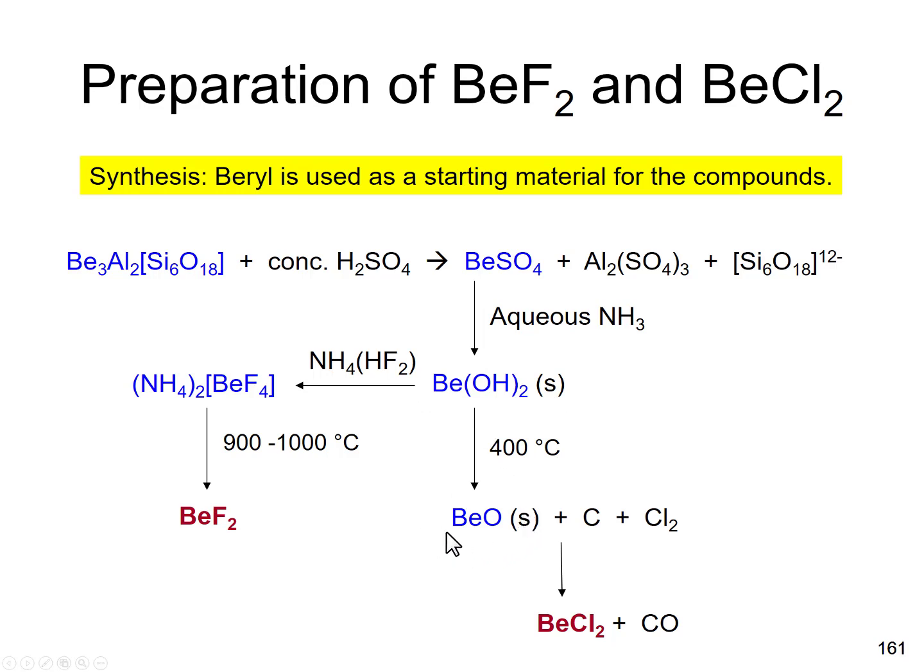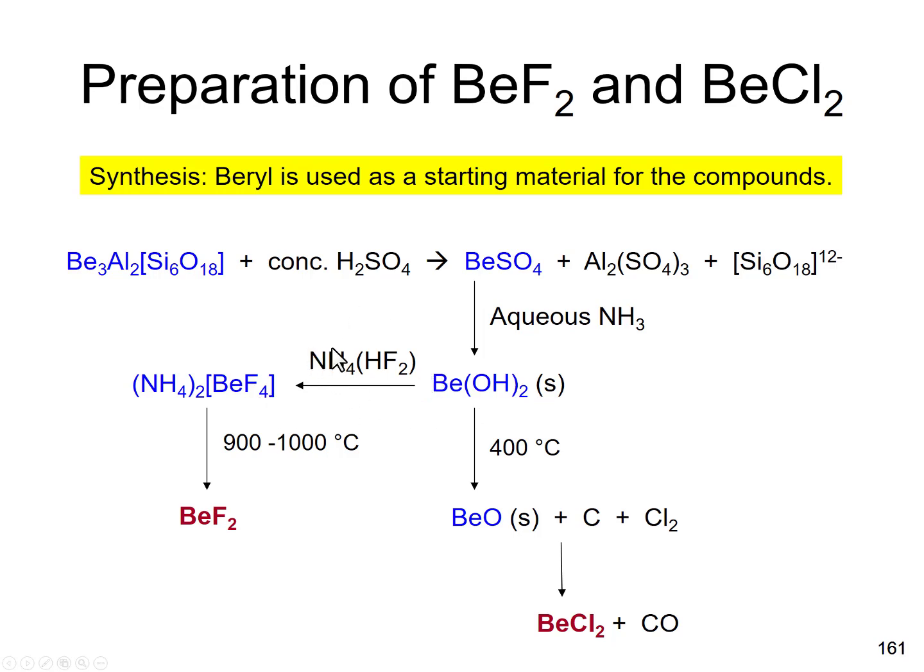And this beryllium oxide can further be treated with carbon and chlorine gas to obtain beryllium chloride and carbon monoxide. Now this particular reaction is a redox process in which the carbon has been oxidized, but the chlorine gas has been reduced to chlorides. You can also take the beryllium hydroxide and convert it into tetrafluoridoberylate with ammonium HF2.